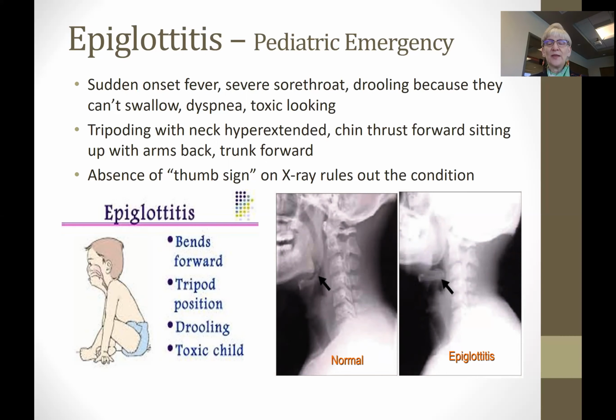So you'll see on the x-rays the thumb sign, which is classic for epiglottitis. You see the normal on the right, and then you see the swollen epiglottis on the left that is constricting the airway. These kids are sick.